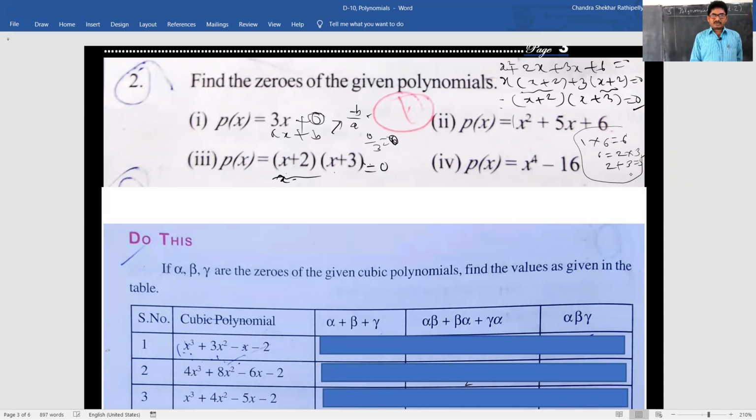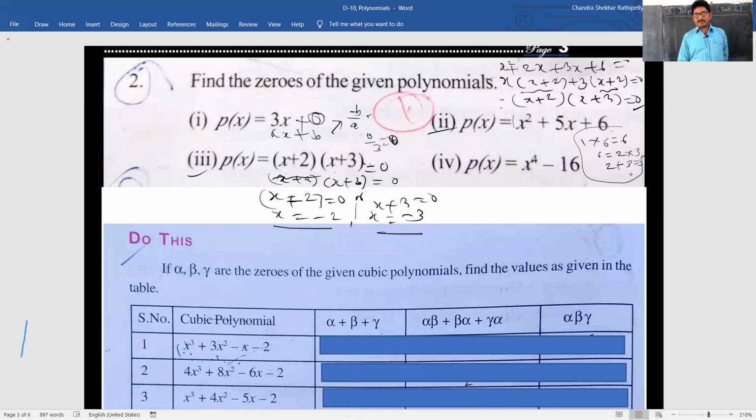You know, children, if there is x plus a into x plus b equal to 0, by the algebraic rule, we take x plus 2 is equal to 0, or x plus 3 is equal to 0. x is equal to minus 2. x is equal to minus 3. These are the zeros, the only answers for this: x is equal to minus 2, x is equal to minus 3.